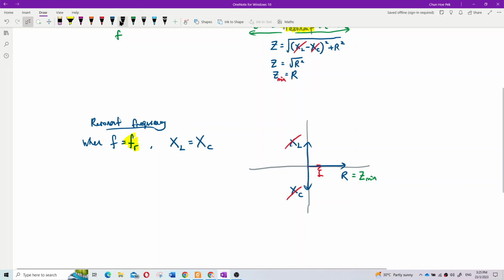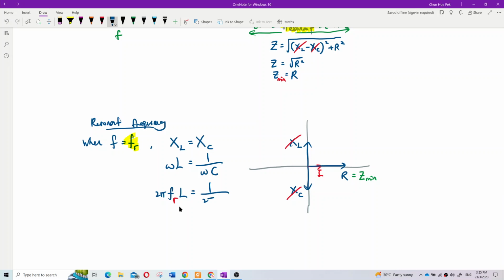XL, what's the formula for XL? The formula for XL is omega L, and XC is 1 over omega C. Omega is 2 pi f, but XL equals XC when this frequency is Fr, the resonant frequency. So XC is 1 over 2 pi f C. When resonant frequency, the XL equals XC.